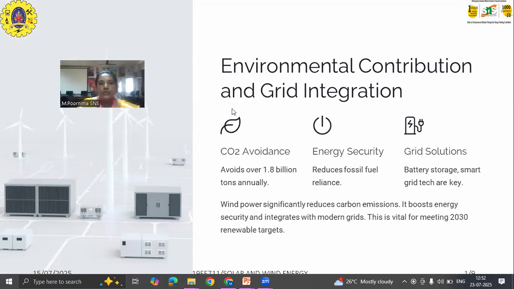What about the environmental impact? The main thing is CO2 avoidance: over 1.6 billion tons annually. It also provides secure energy and grid solutions, along with battery storage. This is the energy contribution and grid integration.